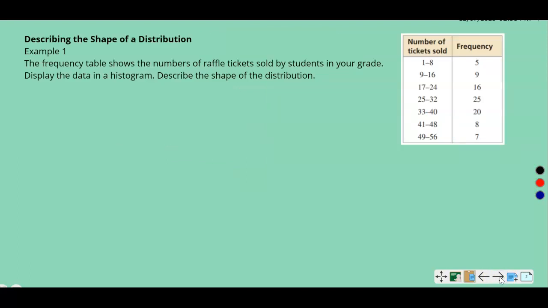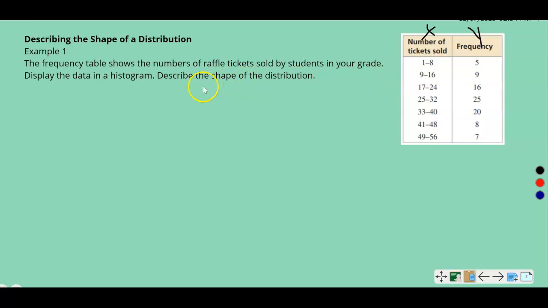Example 1, describing the shape of a distribution. The frequency table shows the number of raffle tickets sold by students in your grade. Display the data in a histogram. Describe the shape of the distribution. All right, so if we look at the table here, we have number of tickets sold and we have frequency. So we can think about this as our X and this is our Y. So if we want to display the data in a histogram, that means we're going to graph this information.